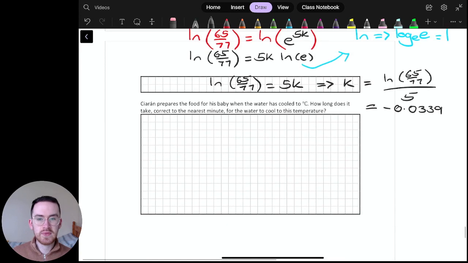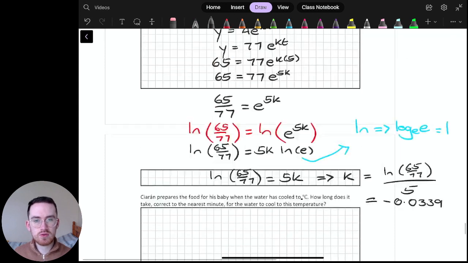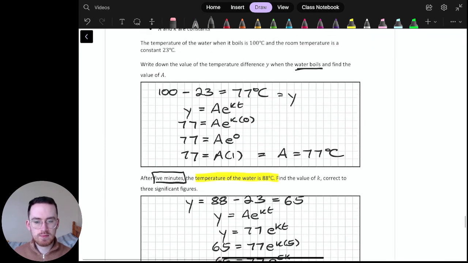0.0339. Kieran prepares the food for his baby when the water is cooled to... Okay, I haven't put in a percent. I haven't put in an actual temperature. So Kieran prepares the food for his baby when the water is cooled to a certain temperature. How long does it take, correct to the nearest minute, for the water to cool to this temperature? Okay, so obviously I've made a bit of a mistake when typing that in. I've just deleted the temperature out of it. We can pick a temperature. So if he's boiled the water and he's going to make it when it cools to a certain temperature, we can pick a temperature.